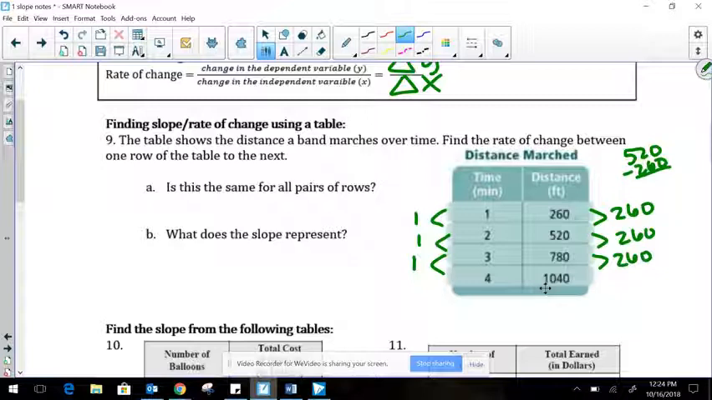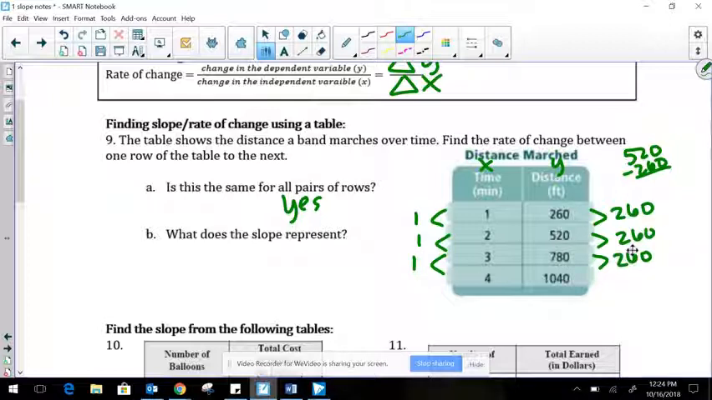Okay, so on this side here, that's my change in y, because the right column of the table is y, the left column is x. We know that. We've seen tables before. So this is the change in x. It's asking us, is it the same for all pairs of rows? Yeah. All of these changes in x's are 1. All the changes in y's are 260.